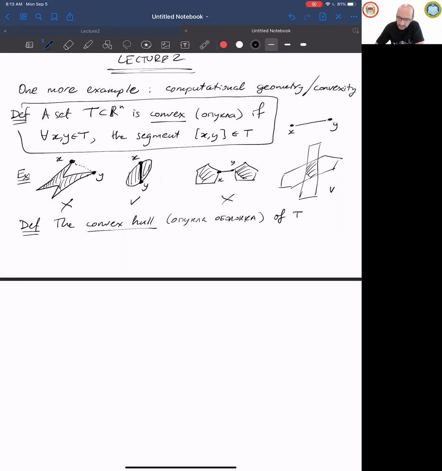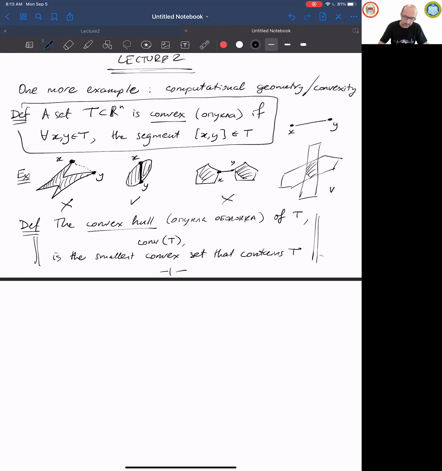Of a set T, which we denote like this, conv of T, is just the smallest convex set that contains T. I think it exists. Yeah, it will be just the intersection of all the convex sets that contain T. That will be the smallest one, obviously.